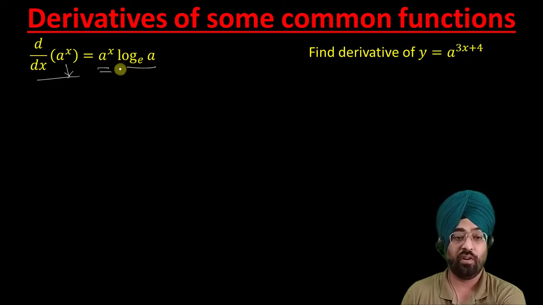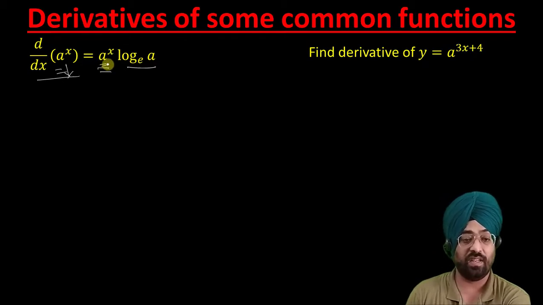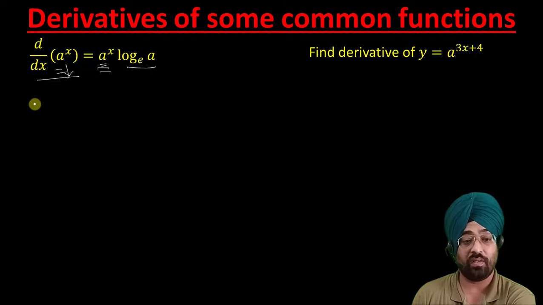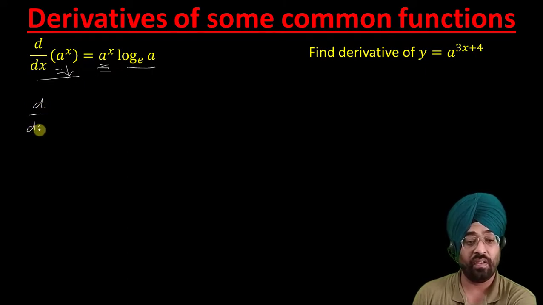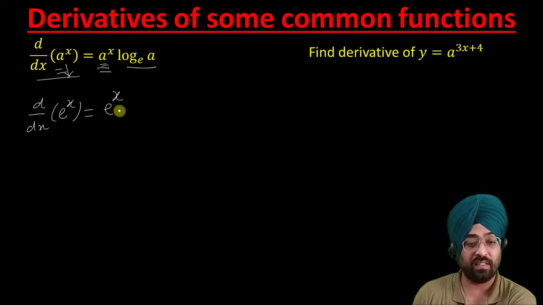So the derivative of a raised to the power x is a raised to the power x as it is, then log of a with base e. Now suppose we have to calculate the derivative of e raised to the power x. Applying this formula, it becomes e raised to the power x as it is, then log with base e of e. Now log of e with base e is 1.